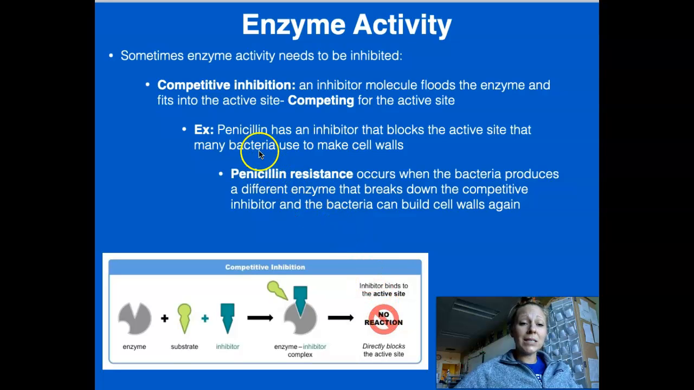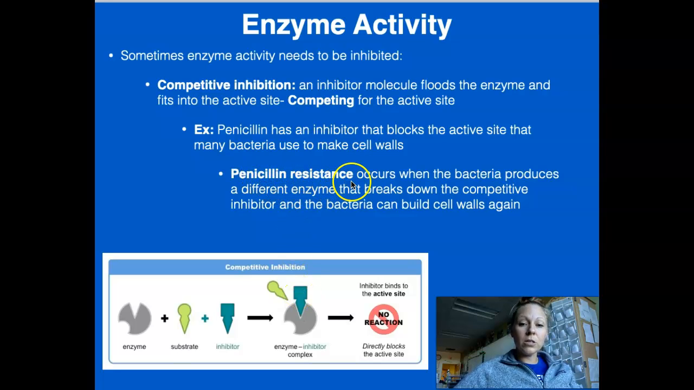An example of this is penicillin. Penicillin has an inhibitor that is going to block the active site of the bacteria from making its cell walls. So if this is the protein or the enzyme inside of a bacteria that helps to make cell walls, what we do is we provide penicillin that is going to block the enzyme from working, and it's going to block the substrate from the enzyme, and it's no longer going to be able to make cell walls, and so therefore the bacteria will die.